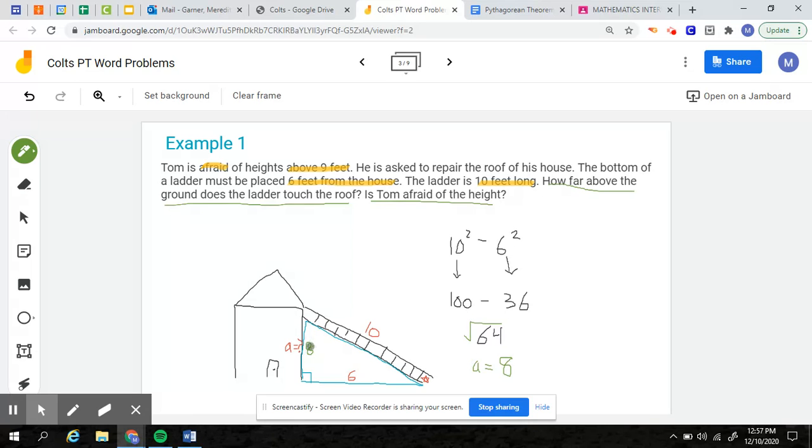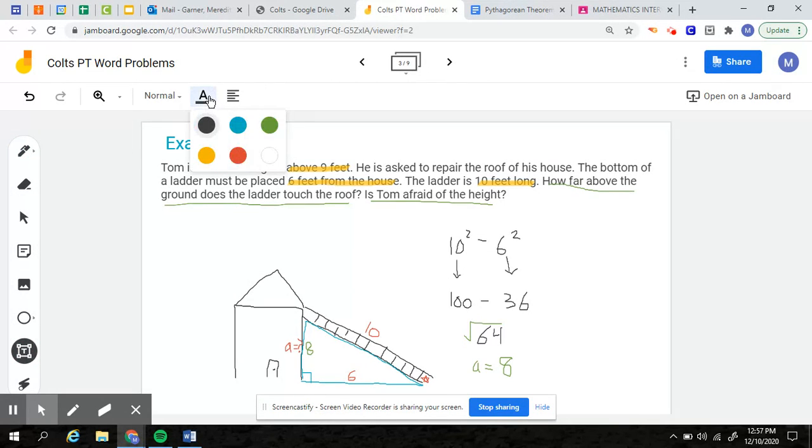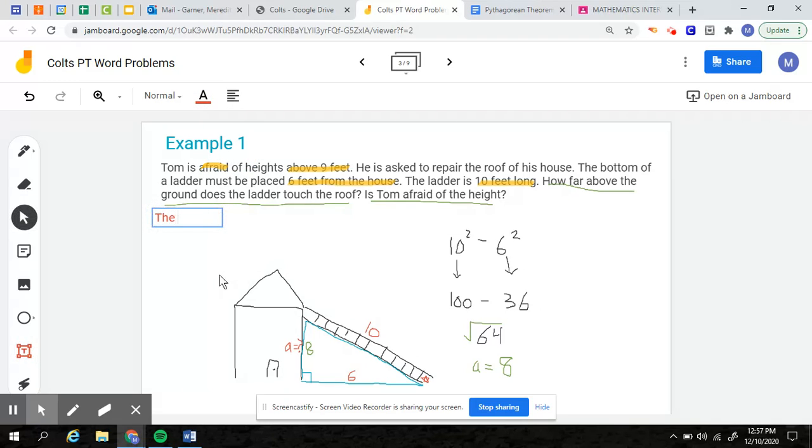On my picture, I'm going to go ahead and put an 8 here. That's what that's representing. Now that I've solved that, let's go back to our problem and read what it's actually asking. It says, how far above the ground does the ladder touch the roof? Well, we just answered that, right? The ladder reaches up 8 feet to the roof. Okay, so that distance from the ground up to the roof, it is 8 feet tall. Okay, so that's that first one.